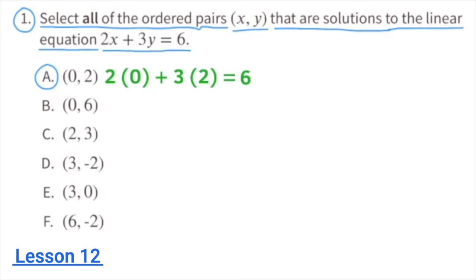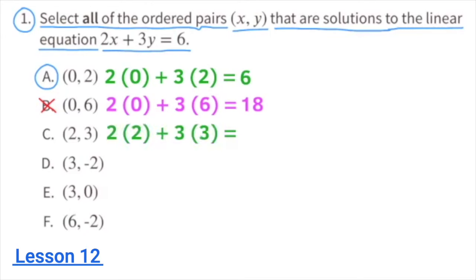Let's do the same thing for B. Substitute a 0 for the x and a 6 for the y. 2 times 0 equals 0 plus 3 times 6. 3 times 6 is 18, and 0 plus 18 equals 18. Since the linear equation equals 6 and the ordered pair for B equals 18, B is not a solution. C. Substitute the x with a 2 and the y with a 3. So it would read 2 times 2 plus 3 times 3. That would be 4 plus 9, which is equal to 13, not 6, so C is not a solution.